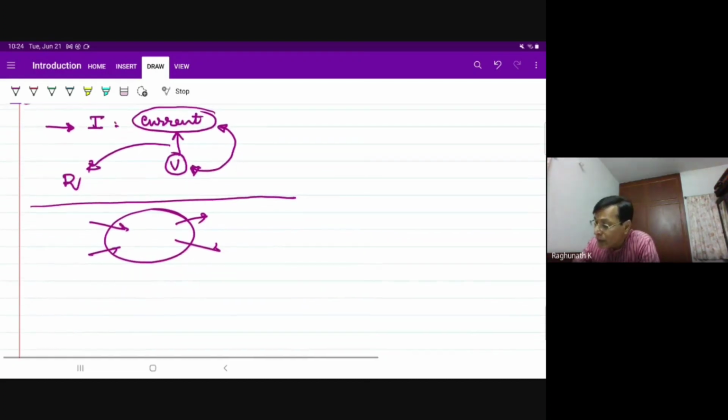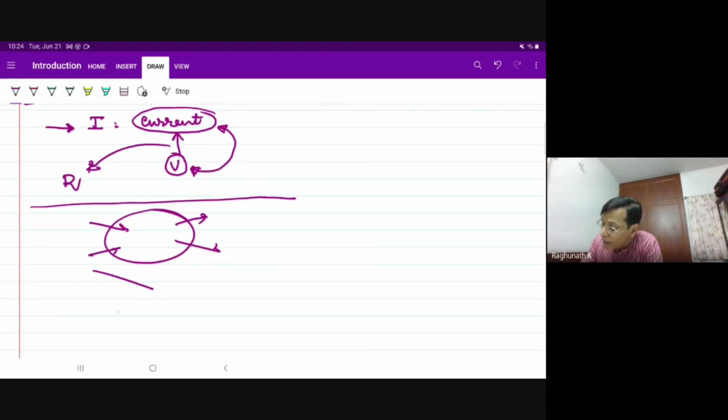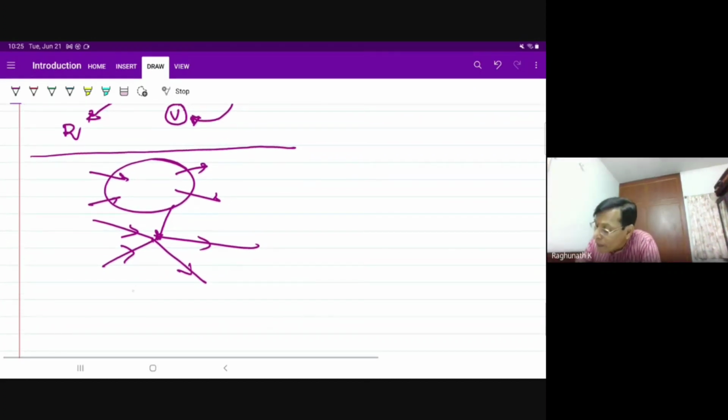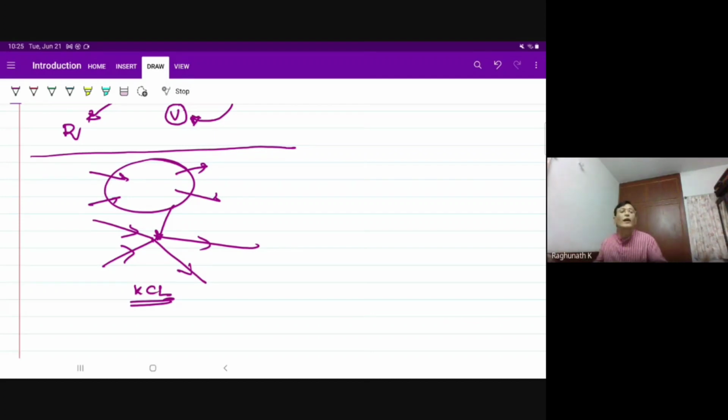Ultimately, current definitely will come through conductors. So many conductors will carry the current towards the node, and so many conductors will take it out, which ultimately says what? I will discuss the continuity equation of current, telling that the net current entering a particular volume at any point is equal to the net current leaving that point. That will ultimately become KCL for me. Charge cannot accumulate at a point. That's all. It leads to something called KCL.